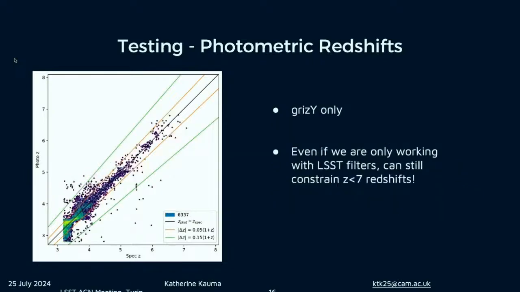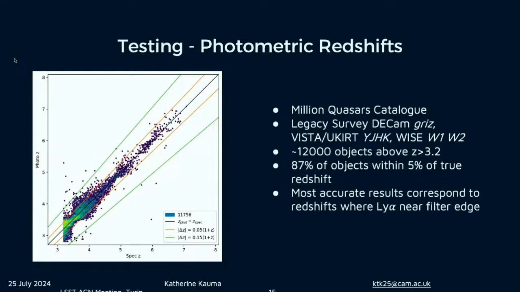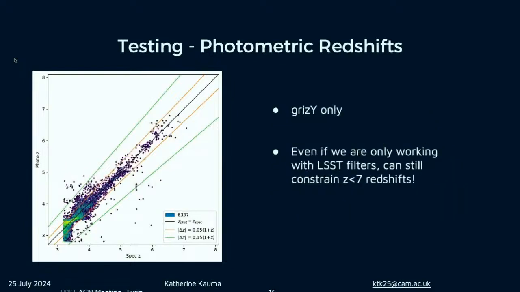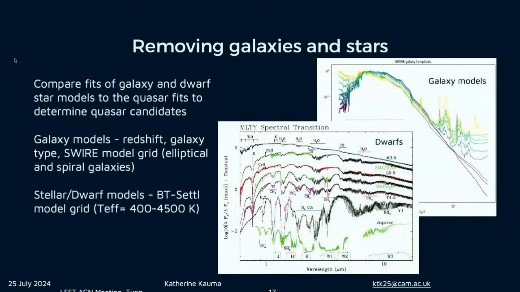You may notice there are these points where the spread gets really tight and where it's really wide. These are a result of Lyman alpha passing through the edges of filters. That is when it's most constrained, and the least constrained is when it's sitting right in the middle of the filter. I also wanted to see if we're only using g, r, i, z, and y, like with LSST, and we still are able to get good redshifts on these objects. So that's promising. I'll go quickly through this.